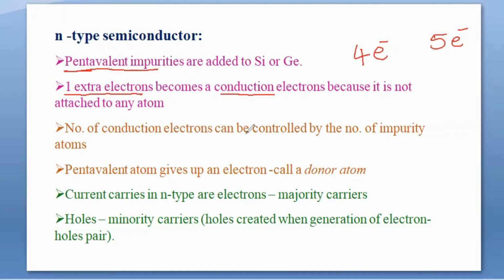The conduction electrons go to the conduction band, and this electron comes from the impurity atom. So the impurities are releasing the electron. That's why these are called donor atoms. So in an N-type semiconductor, the impurities are called donor atoms or simply donors. The majority charge carriers in an N-type semiconductor are electrons, and the minority charge carriers are holes.